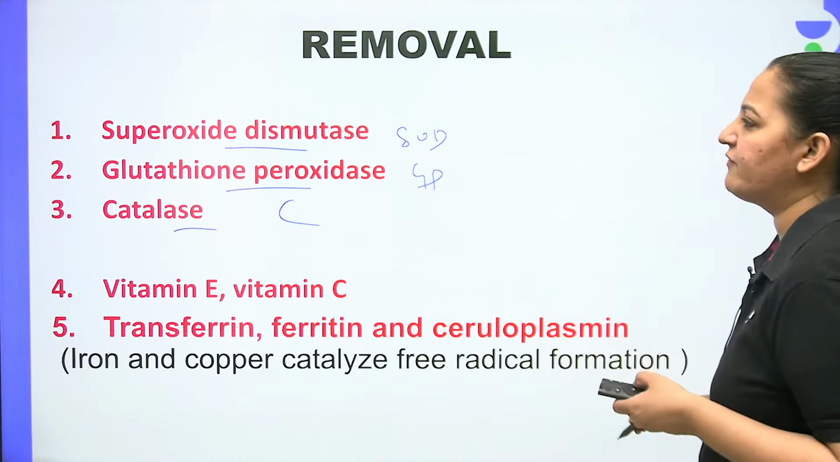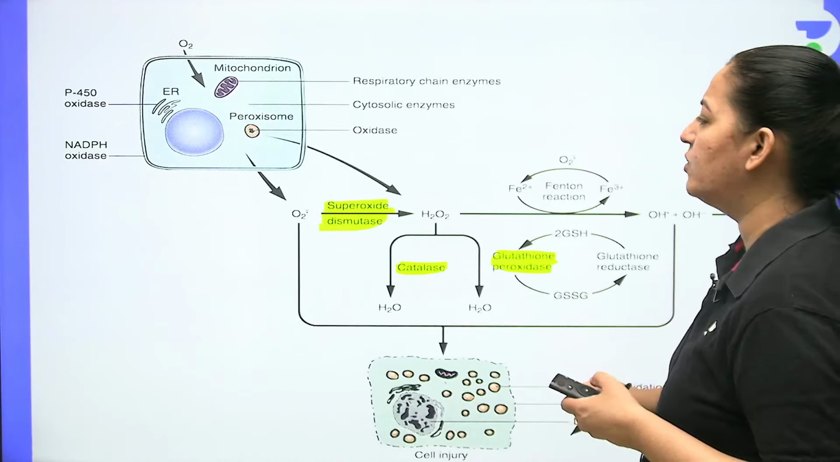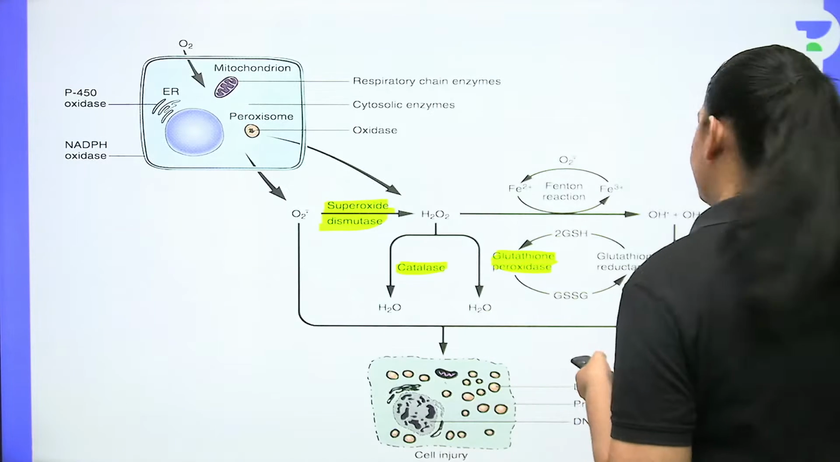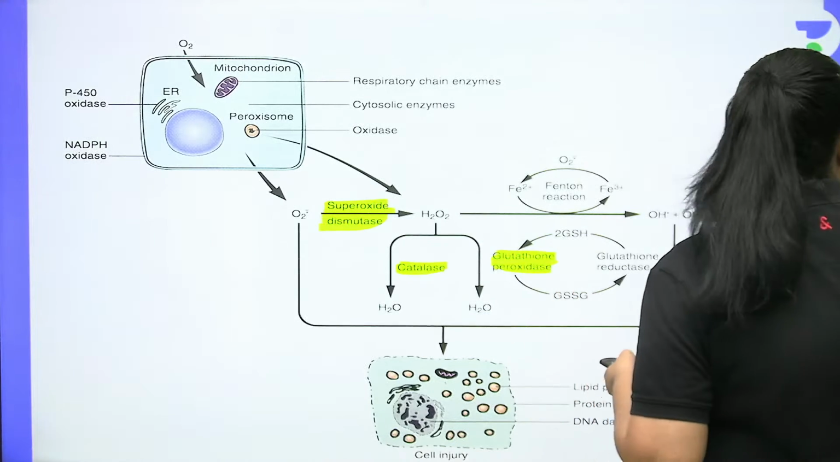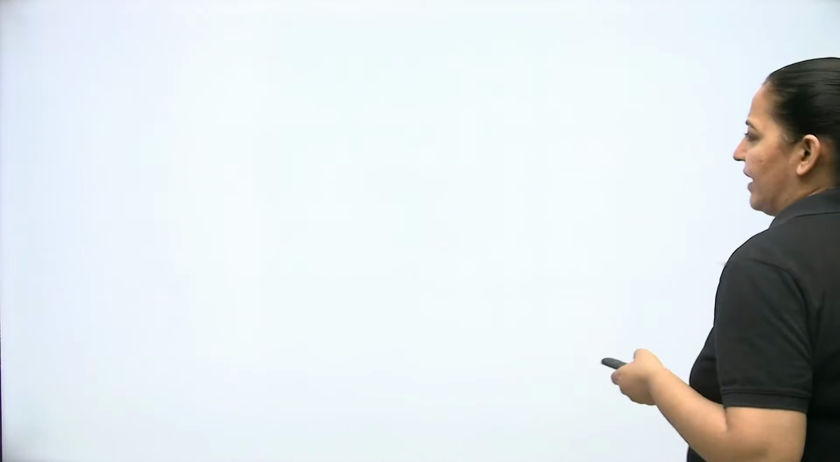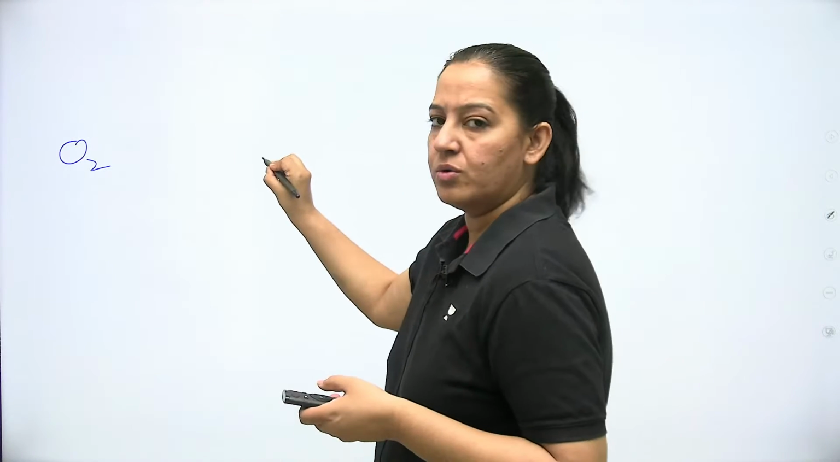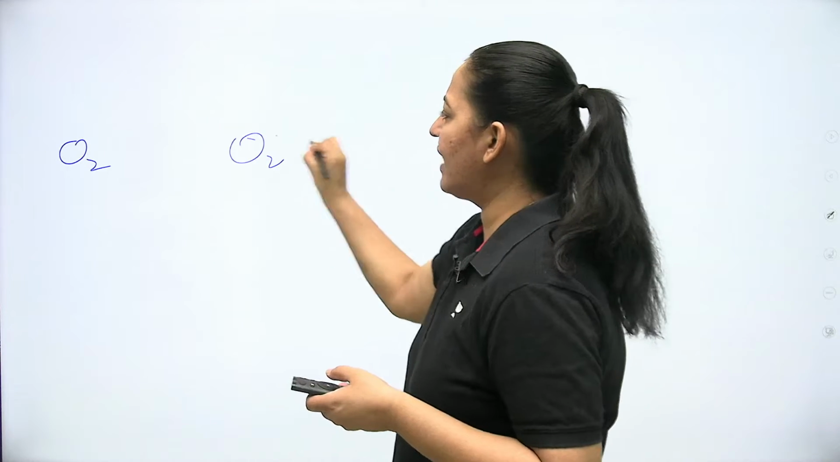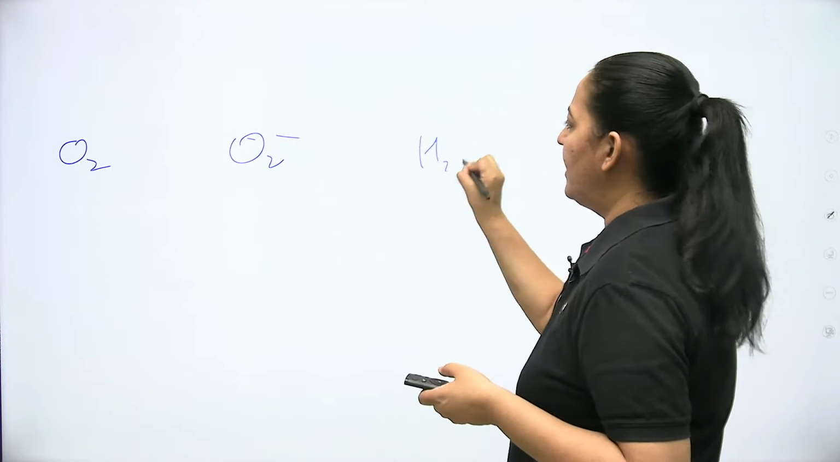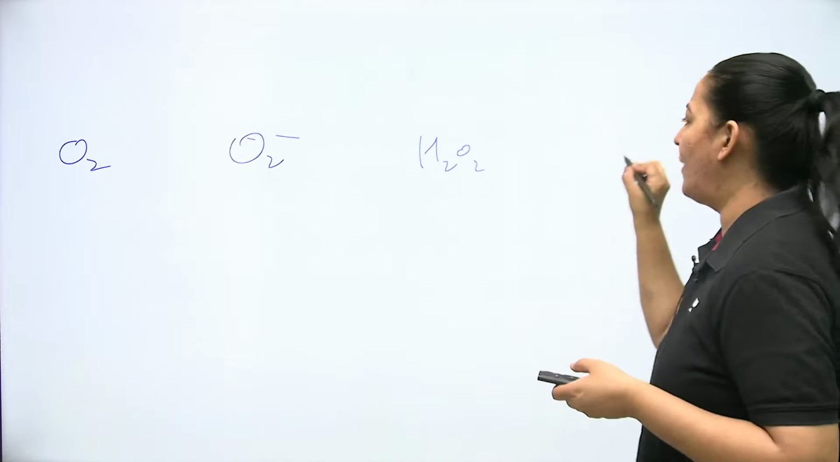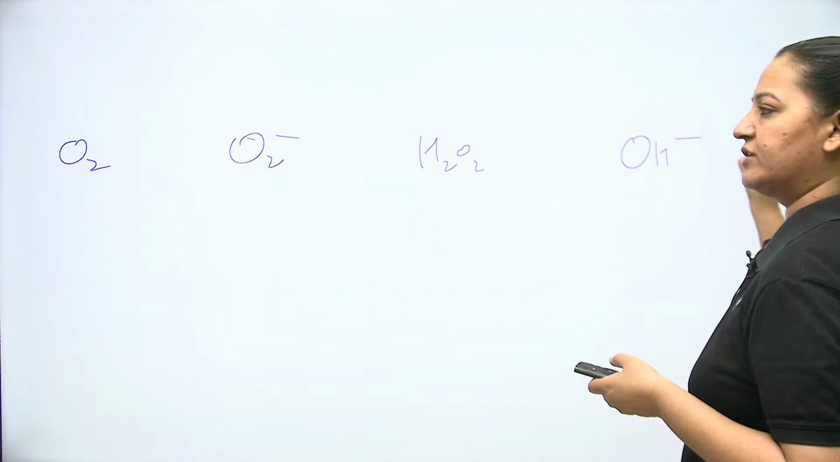So this is the summary in front of you. What does each enzyme do? Superoxide dismutase. Can you see the conversion, or do you want me to write it again? Okay, I will write it for you. See, what is the sequence? Oxygen gets converted to O2 negative. O2 negative gets converted to H2O2. H2O2 gets converted to OH negative, and OH negative gets converted to water.